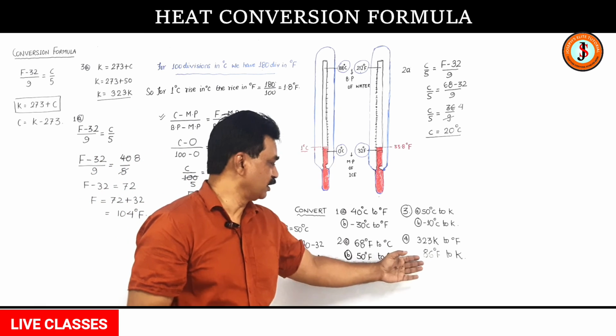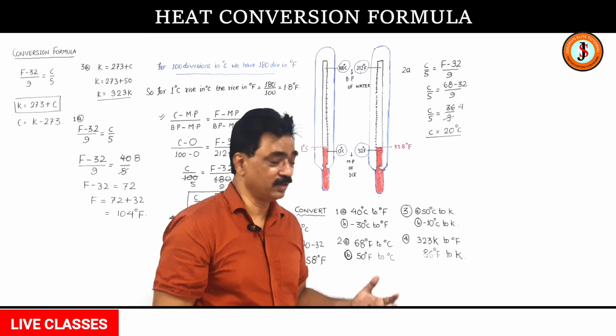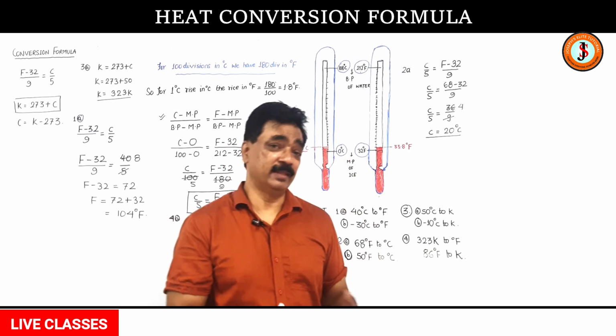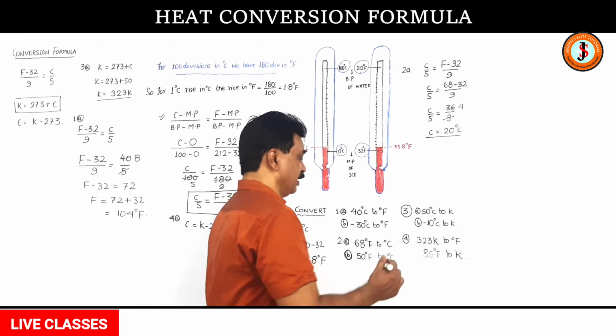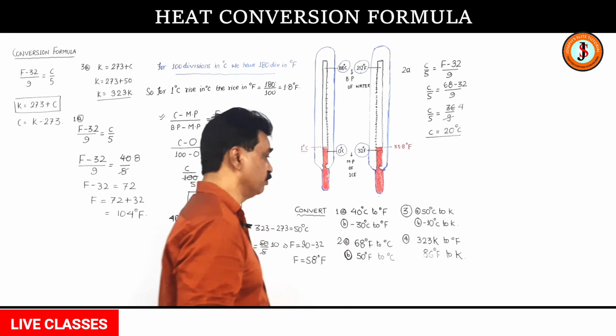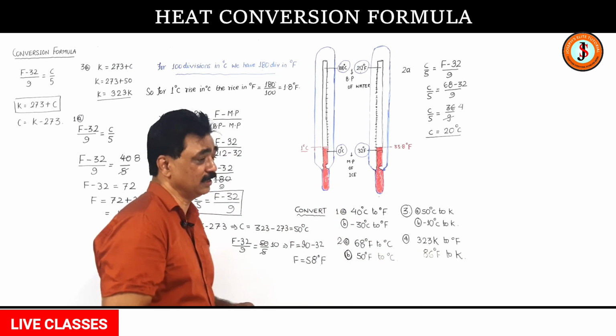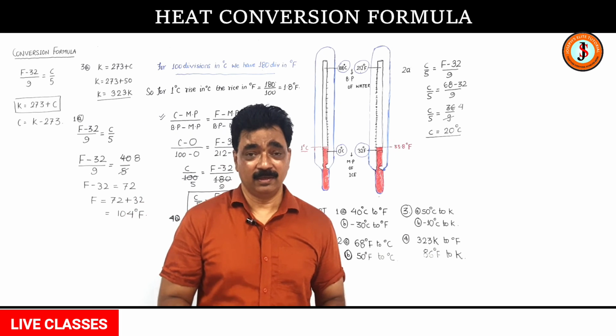Then it's the other way around: 86 degree Fahrenheit to Kelvin. Convert 86 degree Fahrenheit to degree centigrade and then convert it into Kelvin. 86 degree Fahrenheit will be how much? You can find out, convert it into degree centigrade and just add 273.